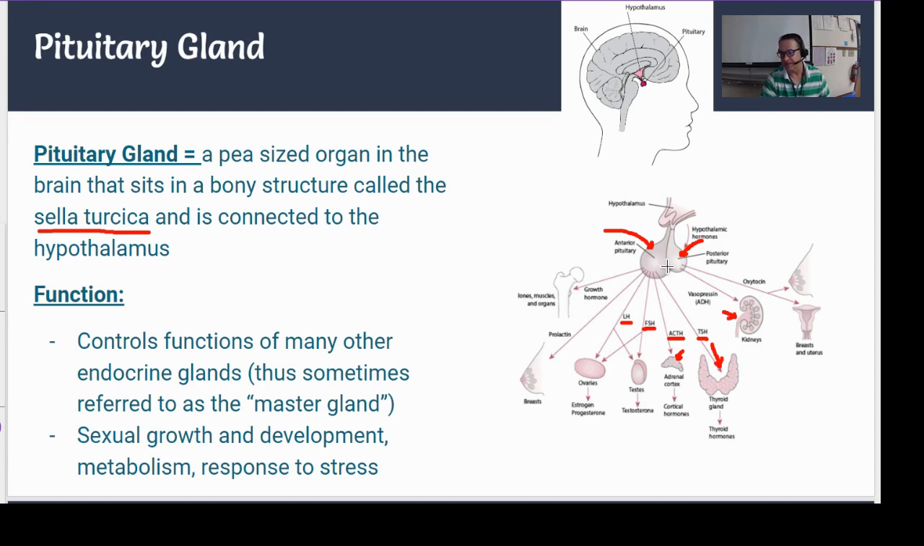All right, so basically the pituitary gland, you're not going to need to know these hormones. Through all of its hormones, it controls a lot of the hormones from a lot of other glands in your body. So that's why they sometimes call it the master gland, because its hormones influence the activity of other glands in the body. So it controls functions of many other endocrine glands. So things like sexual growth and development, your metabolism through the thyroid gland, response to stress, that'll be through the adrenal gland. All right, so that's the pituitary gland. And remember, it is controlled by the hypothalamus.